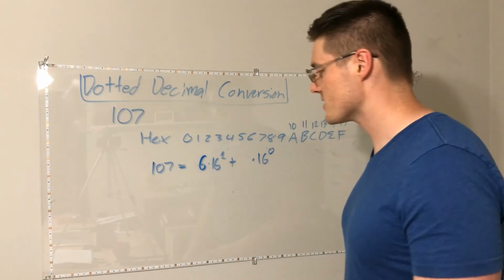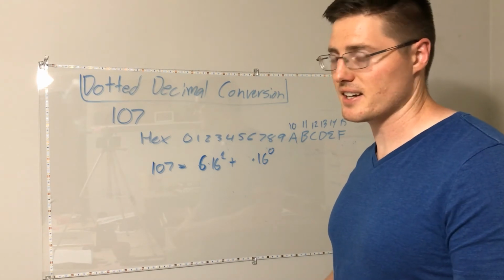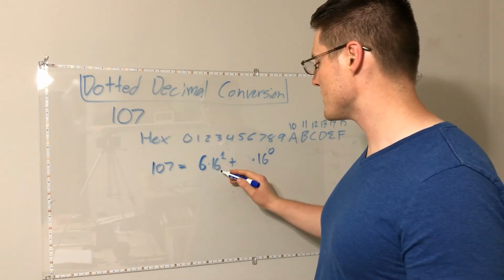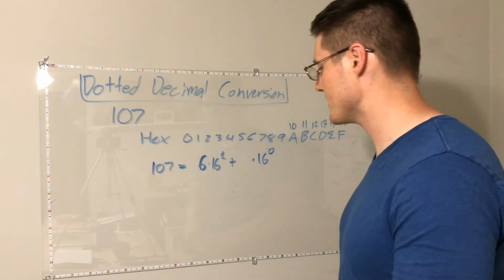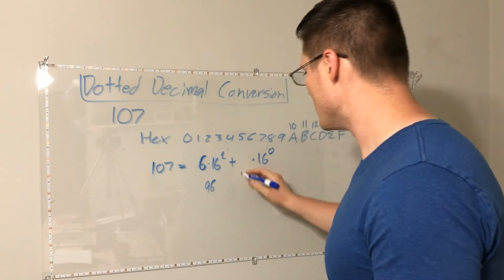So 6 times 16 to the power of 1 is going to be 96, because you have 6 times 10, which is 60, and then 6 times 6, which is 36. You add those two together and you get 96. So essentially this first slot is going to be a 6.